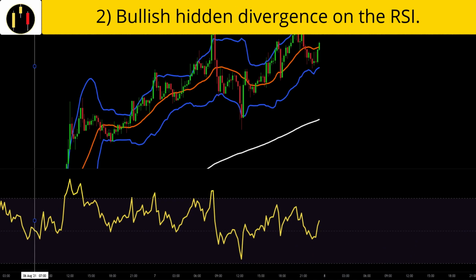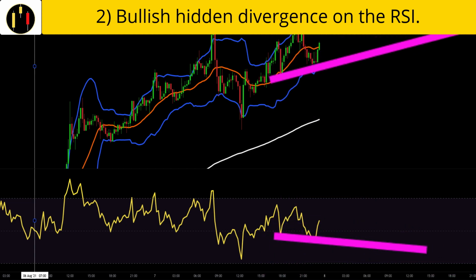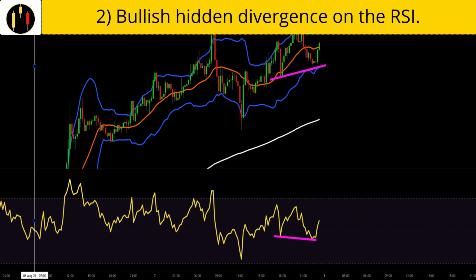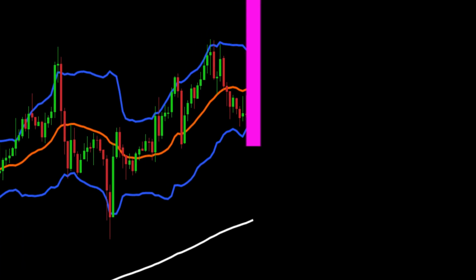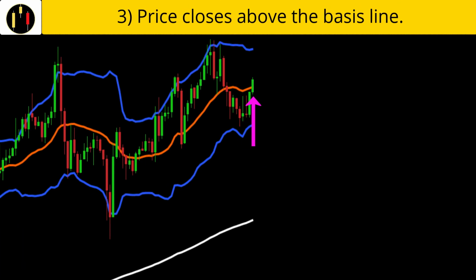Second, we are looking for hidden bullish divergence on the relative strength index. Here we have a higher low on price and a lower low on the RSI. Finally, we want to see a close above the Bollinger Band Basis Line in orange. All of that happens on this candle here. That is our trigger candle.